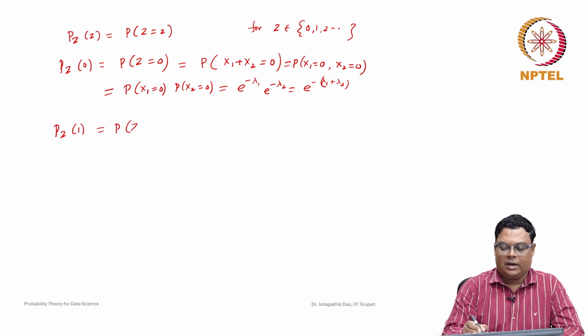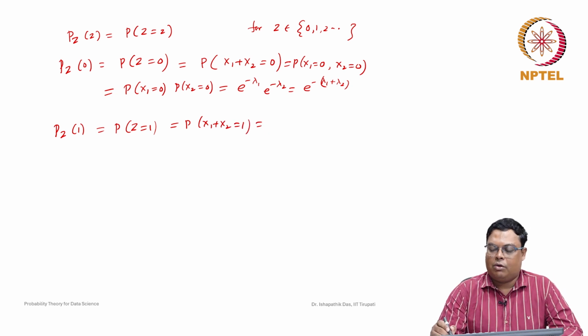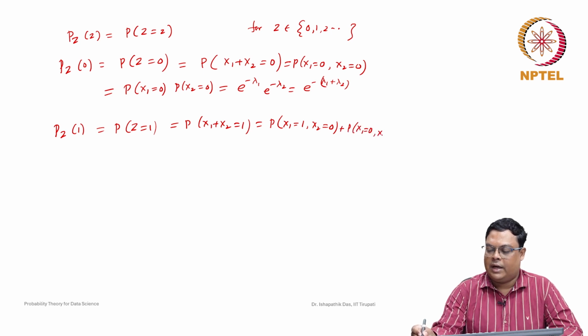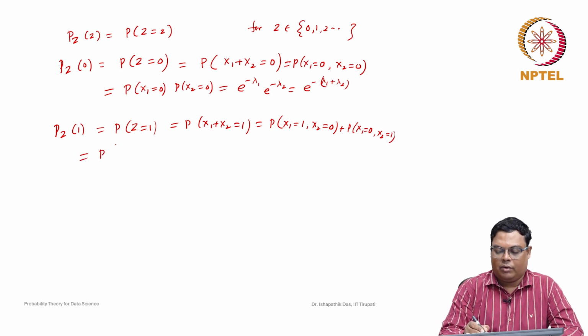So this is the probability that z is equal to 1. This is x1 plus x2 is equal to 1. How can we find x1 plus x2 is equal to 1? What are the possibilities? One possibility is that x1 is 1 and x2 is 0, and another possibility, which is mutually exclusive so we can add the probabilities, is x1 is equal to 0 and x2 is equal to 1. These are the two possibilities. Because they are independent, this is probability of x1 is equal to 1 into probability of x2 is equal to 0, plus probability of x1 is equal to 0 into probability of x2 is equal to 1. Because they are independent, we can write that.